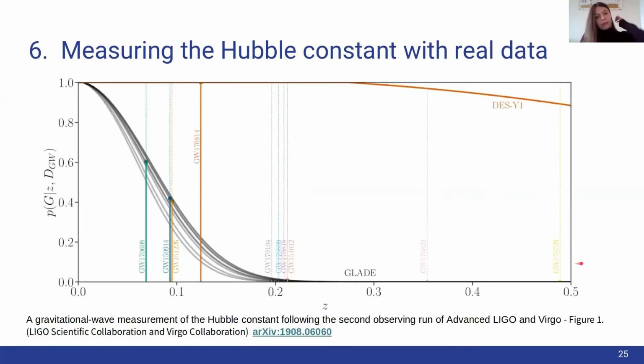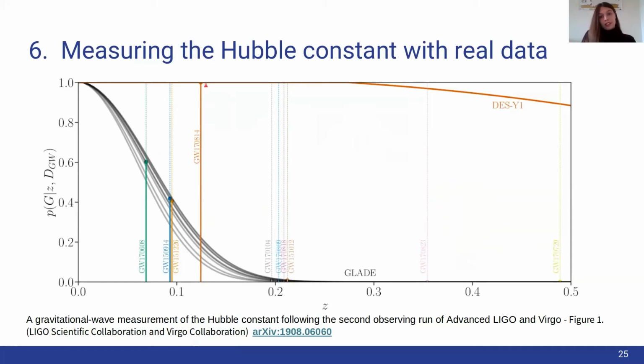This is a figure from a gravitational wave measurement of the Hubble constant following the second observing run of Advanced LIGO and Virgo. And what this is showing is that P of G term that I highlighted earlier, the probability that the host galaxy is inside the catalog given detection. So essentially the gray curves here all correspond to the GLADE catalog. They have slightly different slopes because the apparent magnitude threshold along the line of sight of the events varied slightly. But in general, the apparent magnitude threshold was around, I think, 17.8. And you can see there are three events that have reasonable probabilities of being inside the catalog.